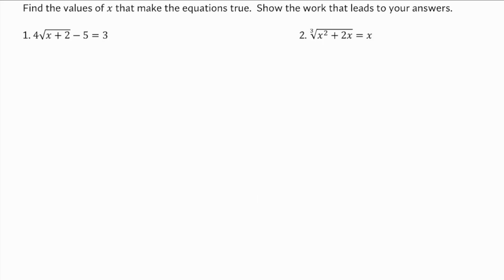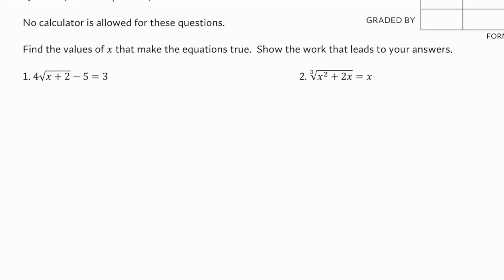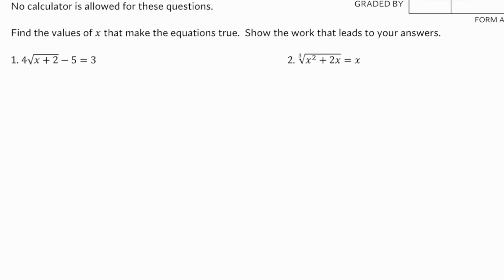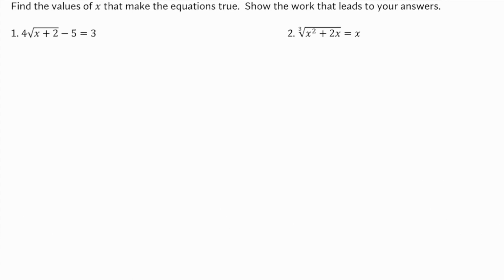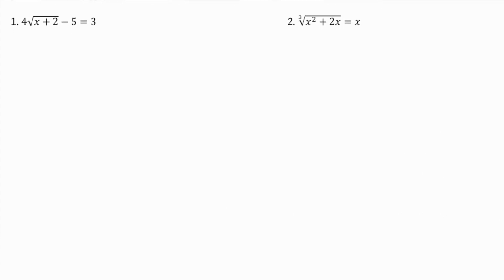Alright, welcome. In this video, I'm going to be working Algebra Quiz 8.2, which is about solving equations that have radicals in them. I'm going to start with form A, and we're just going to find the values of x that make the equations true. We're going to show the work that leads to our answers, and we're going to remember that if we square both sides of an equation or take both sides of an equation to a fourth power, we're going to need to check our answer for possible extraneous solutions.